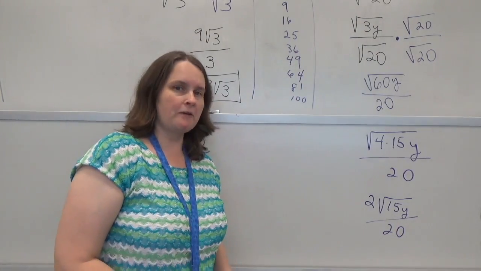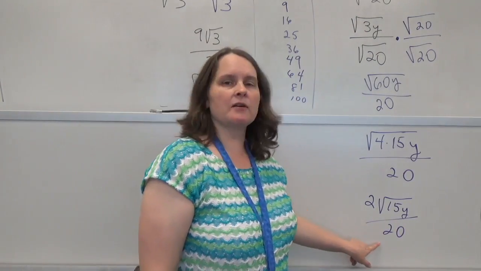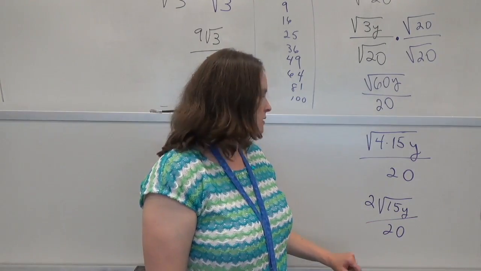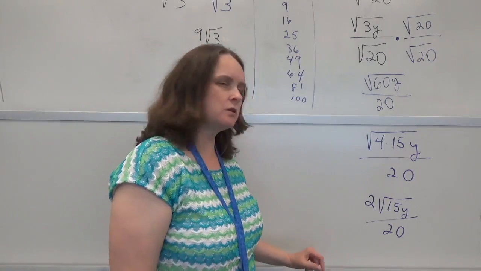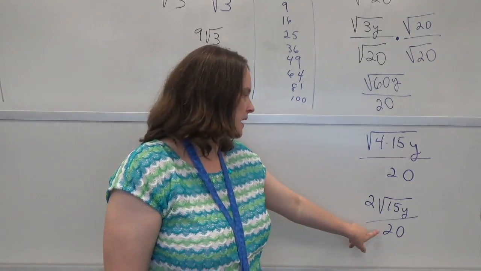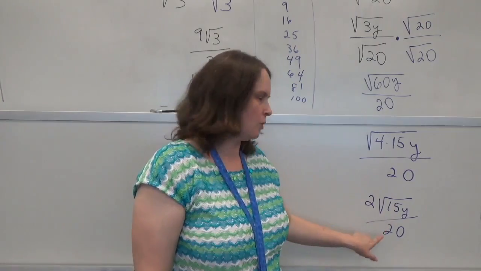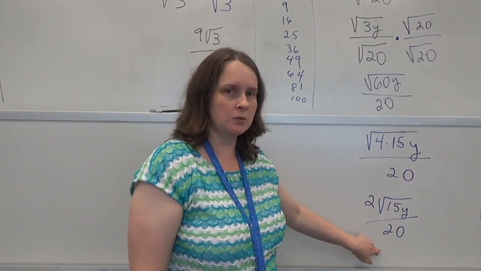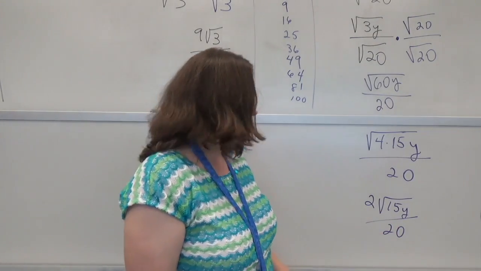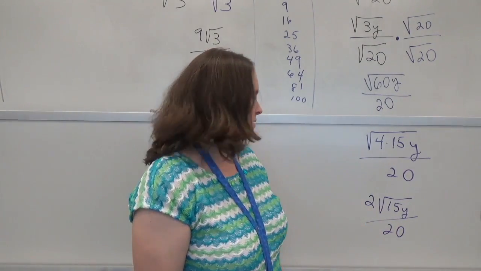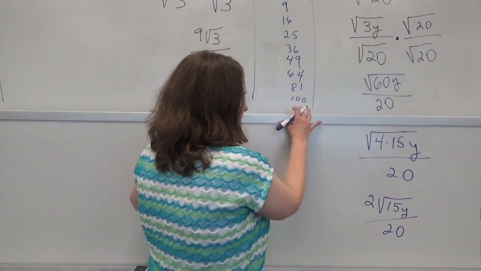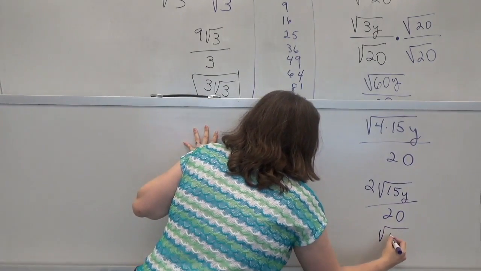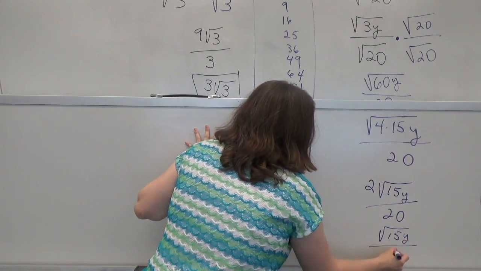I do need to simplify my fraction. The 2 and the 20 have a common factor of 2, so we can simplify this, and I will go ahead and note at this point, make sure that you understand that you cannot simplify anything inside a radical with a number on the outside of the radical. So you cannot reduce 15 with 20 because 15 is inside the square root. But the 2 and the 20 we do need to simplify. 2 goes into 20 10 times, so we can write this as the square root of 15y over 10.